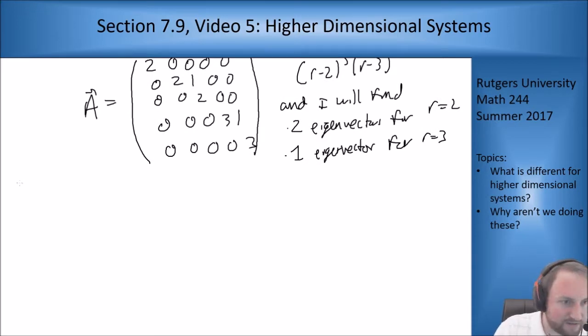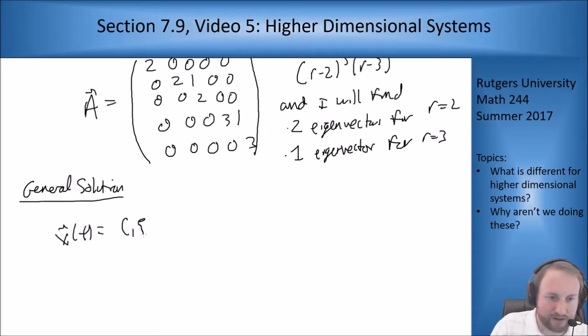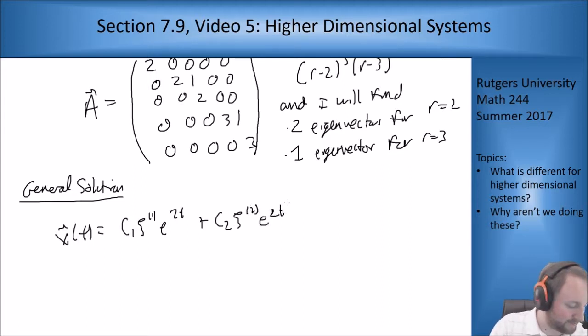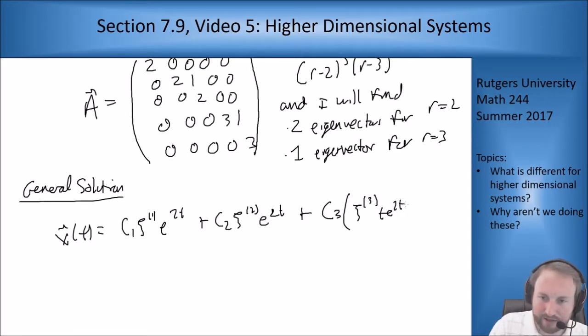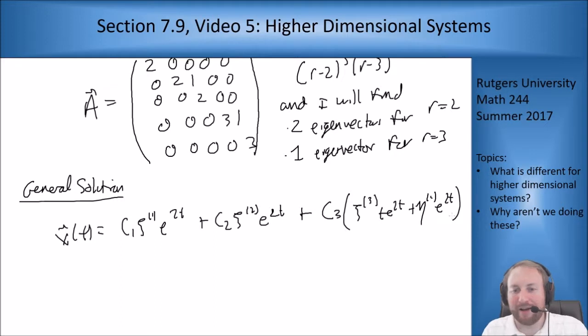For that matrix, I get a C1 times a vector times e to the 2t, because I'm going to find that vector. I'm going to get a C2 times a second vector times e to the 2t, because I'm going to find a second vector. And then I'm going to get a C3 times (a vector times t e to the 2t plus an eta 1 e to the 2t). So that's my generalized eigenvector for that. Now I have C3 there because I have both C1 and C2, so it's going to be some combination of them to give me that C3.